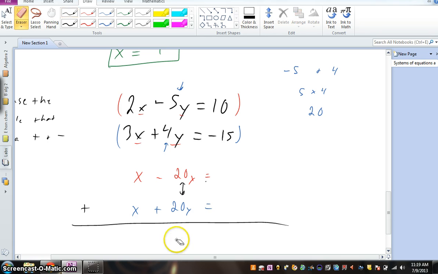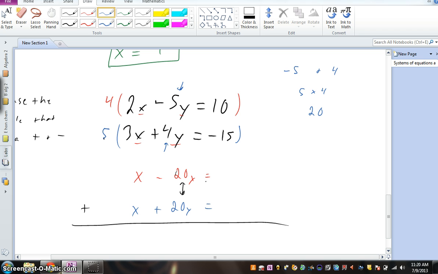So now, we simply have to ask a pretty easy question, and the question is, what times -5 will give us this -20 that we so covet here? And the answer is pretty simple. It's going to be 4. I'm sure you already know that. And we do the same thing for the bottom one. What times this 4y will give us our 20y? And the answer is going to be 5.